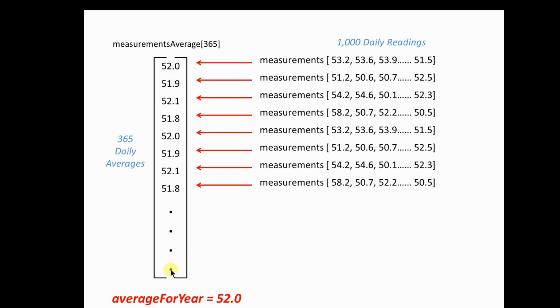Once this is all filled, I'm going to take an average of that array to get one average number for the year. And we're going to see if, even if these are plus or minus 2 degrees Fahrenheit accuracy, this final average will be really close to our correct answer.